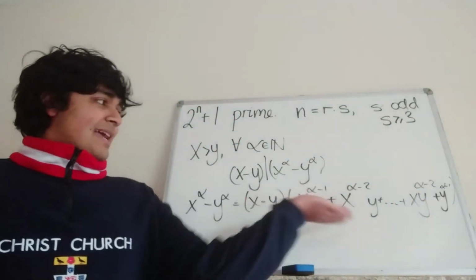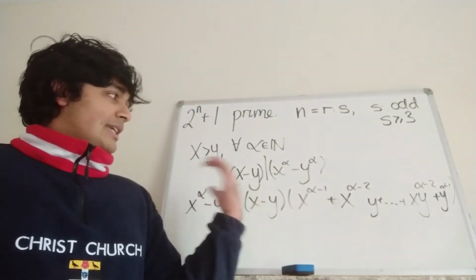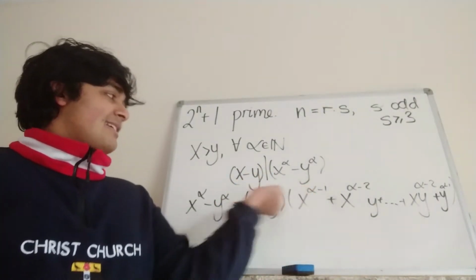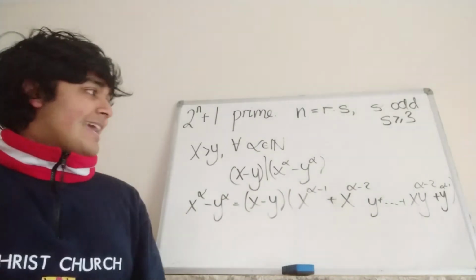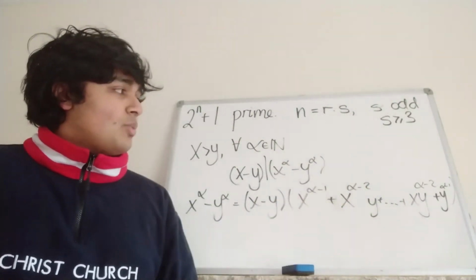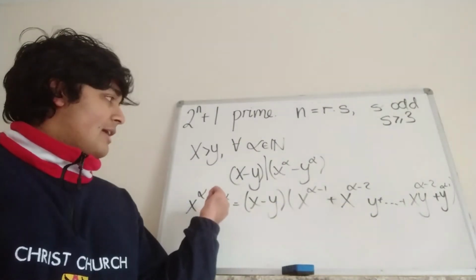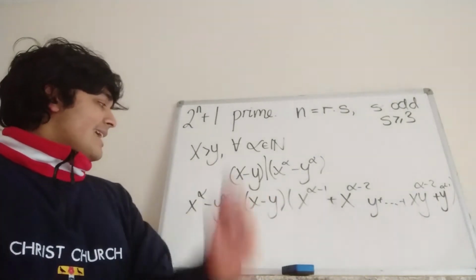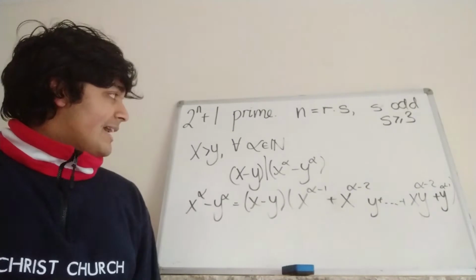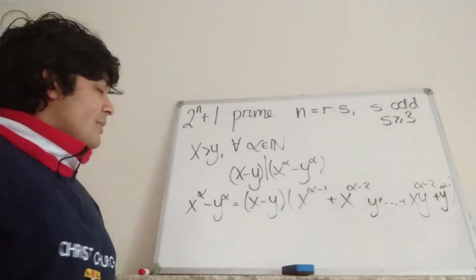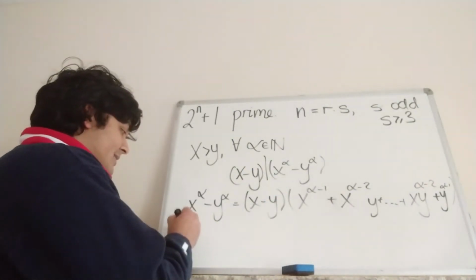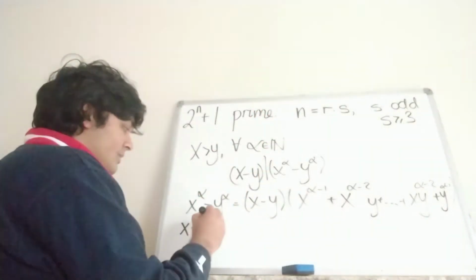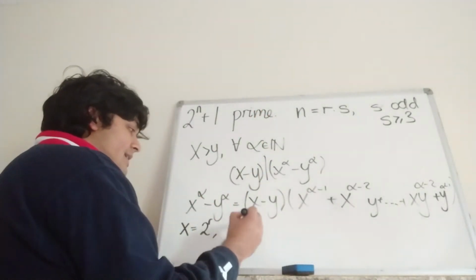Okay, so if you just expand out this right hand side, you're going to get most of the middle terms cancelling, and all you're left with is x times x^(alpha-1), which gives you x^alpha, and then minus y times y^(alpha-1), which is the minus y^alpha. Okay, so this in particular tells us that x - y divides x^alpha - y^alpha.